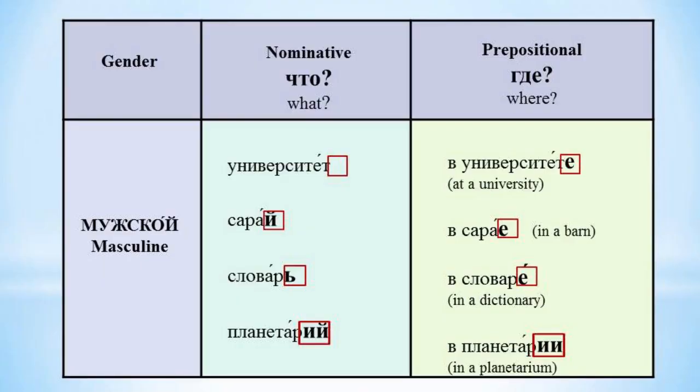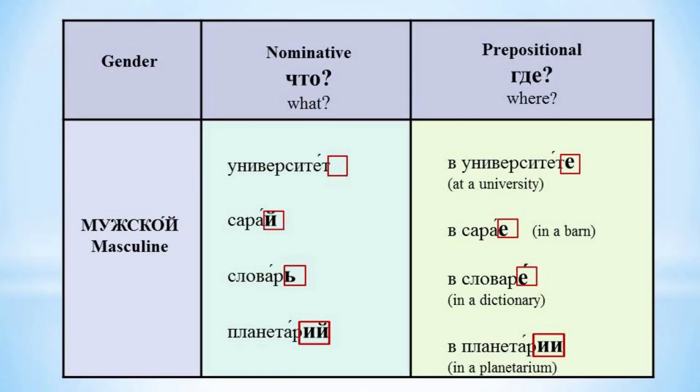Okay, so now let's take a look at the table. I would like to explain the way we change nouns in the prepositional case. So here is the table. You can see there are three columns. The first one is gender, the second one is nominative case, and the third one is prepositional case. Now we are going to talk about masculine nouns.